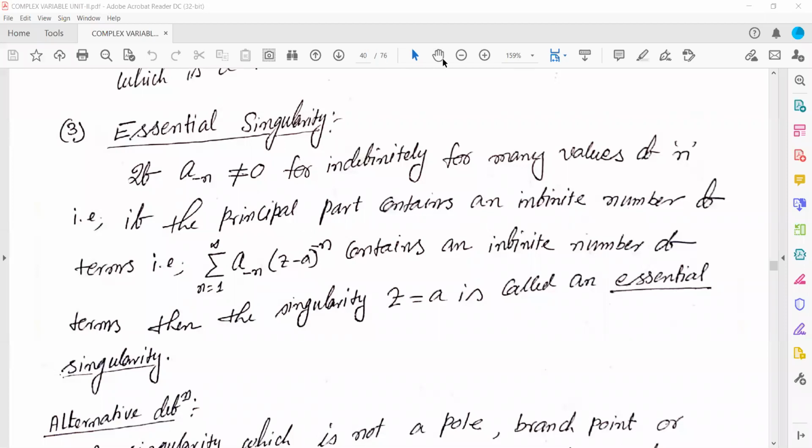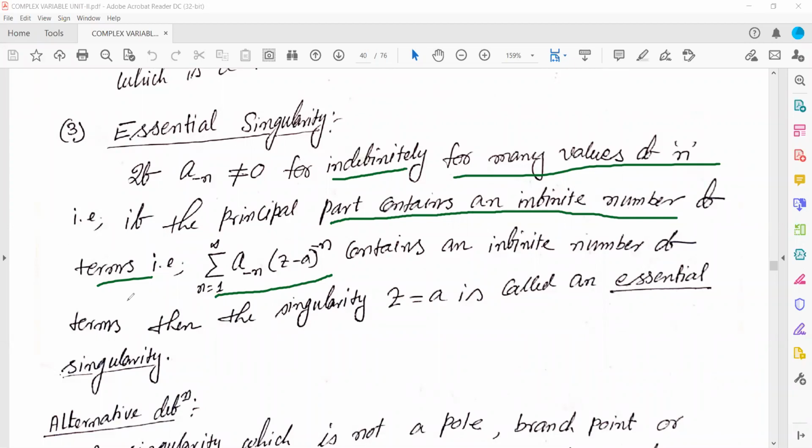So what do you mean by essential singularity? If in the principal part the coefficient a_-n is not equal to 0 for infinitely many values of n, that is, if the principal part contains an infinite number of terms, then the singularity z equal to a is called an essential singularity.